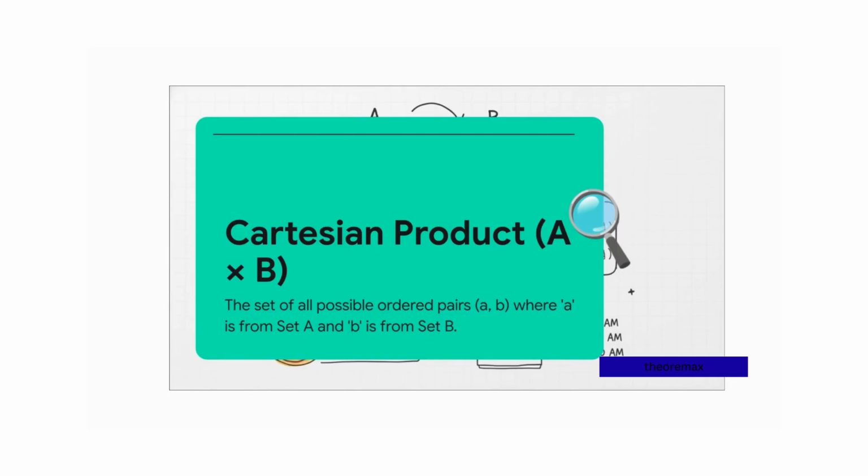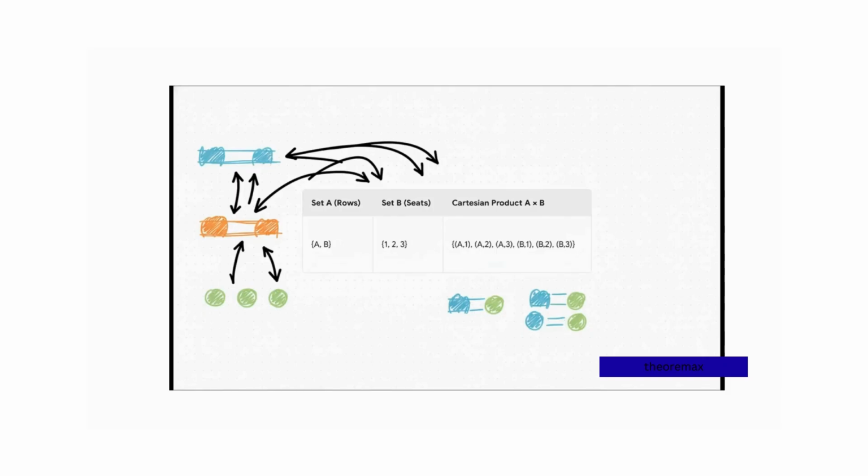And an ordered pair is exactly what it sounds like. It's a pair of things, like A comma B, where the order is super important, and the rule is absolutely strict. The first thing in the pair, the A, has to come from the first set, set A. And the second thing, the B, has to come from the second set, set B. No exceptions.